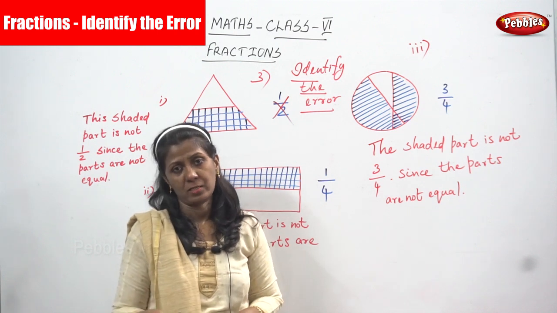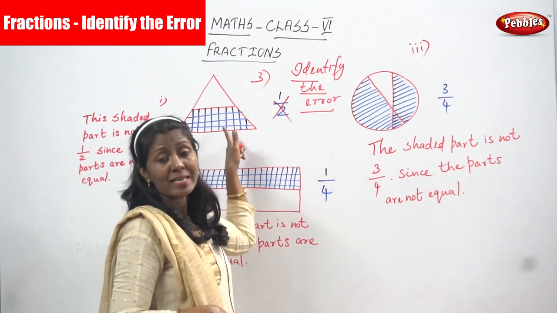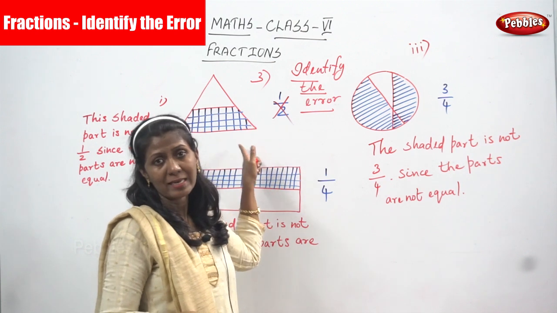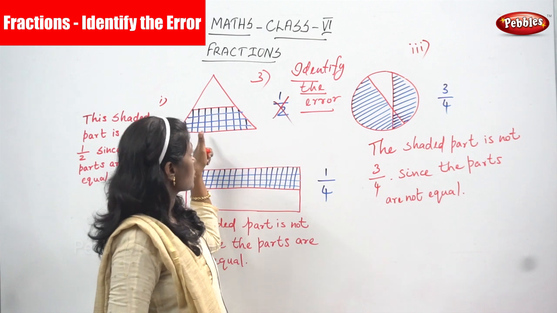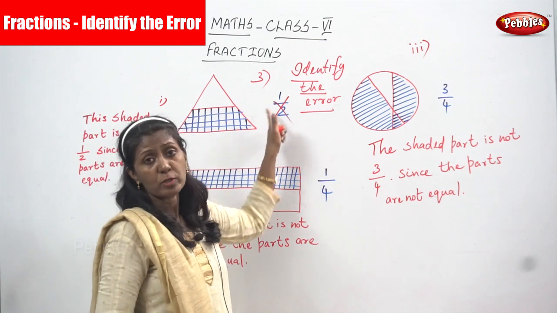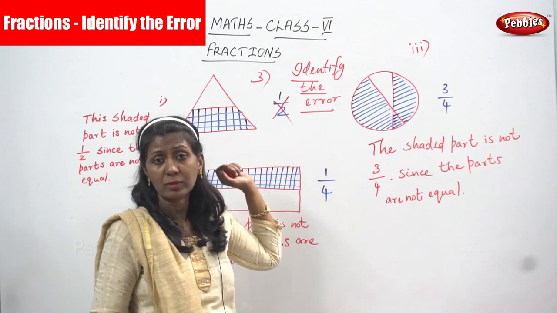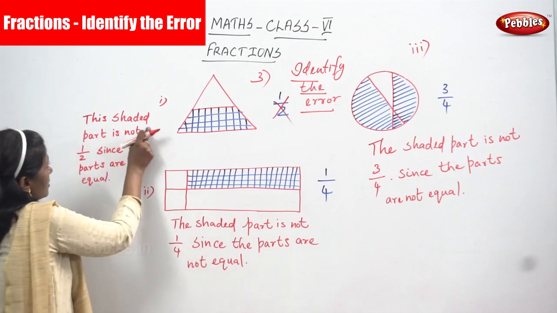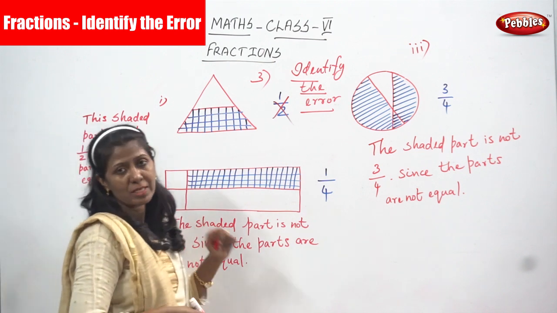Fraction means you have to cut into equal parts, and that is very important. But this object is not cut into equal parts. So this is not the exact fraction of 1 by 2. Otherwise, we can say this shaded part is not half since the parts are not equal. That is what I have written.